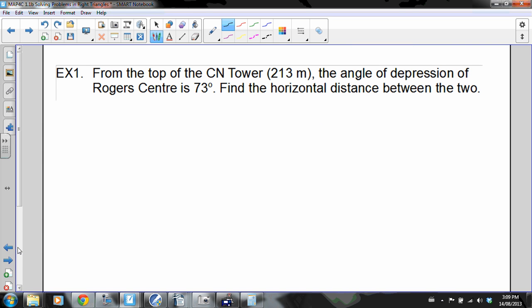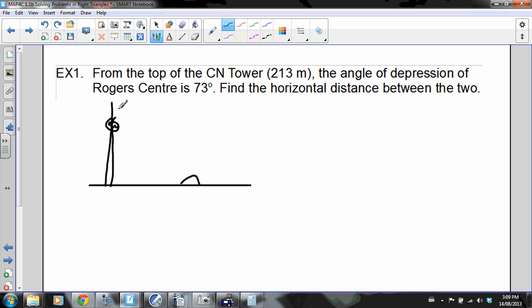All right, finally, example. From the top of the CN Tower, the angle of depression of the Rogers Center is 73 degrees. Find the horizontal distance between the two. So we see angle of depression, angle, we got some sides, and we want to find one of the unknowns here. Well, the best thing to do is start with a diagram, right? And then we'll get an idea of where the angle is we want to find. And I know some of you will draw some great diagrams here, but there's my CN tower. There's my Sky Dome, or Rogers Center, whatever they call it these days.